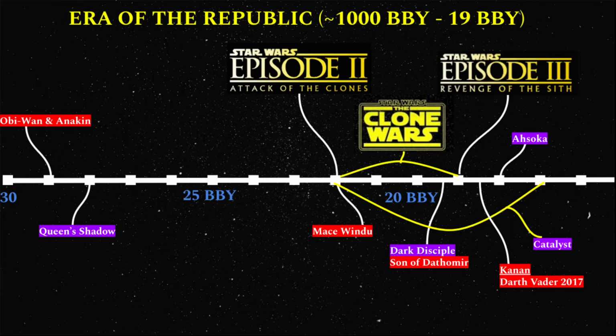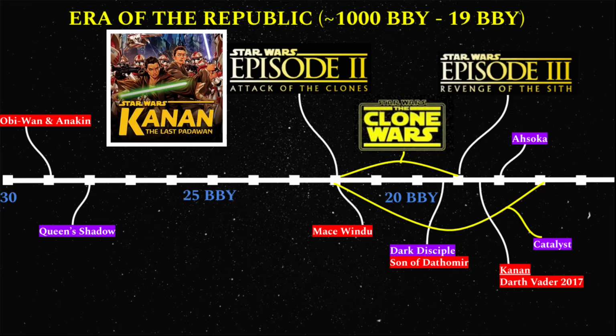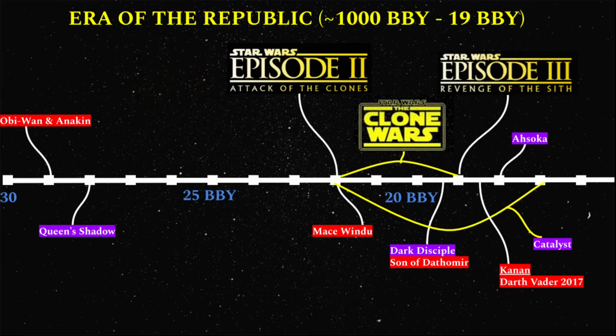We have arrived at the end of the Republic. The Empire is near. Order 66 is here. Kanan: The Last Padawan is a great 12-issue miniseries comic book. It's one of my favorites in the canon, and it tells you how Caleb Dume, aka Kanan Jarrus from Star Wars Rebels, survives Order 66.